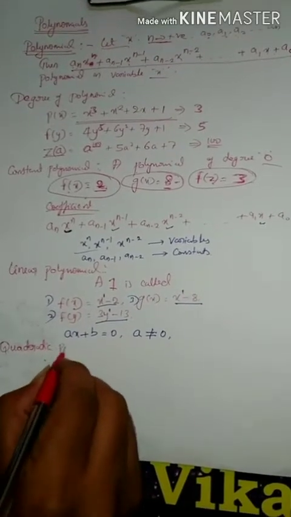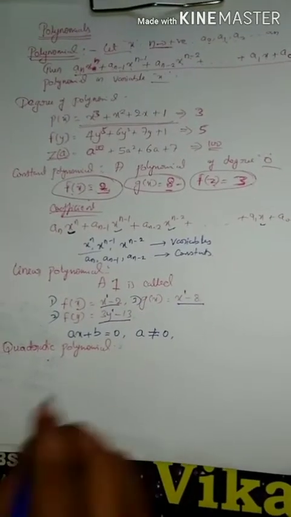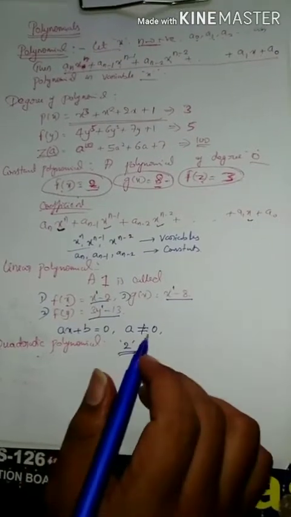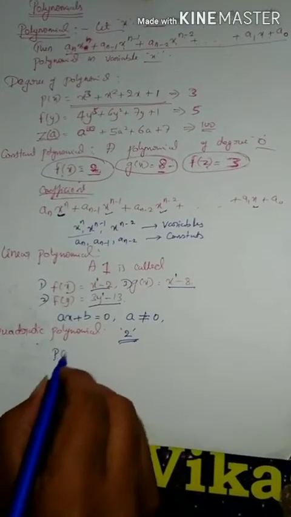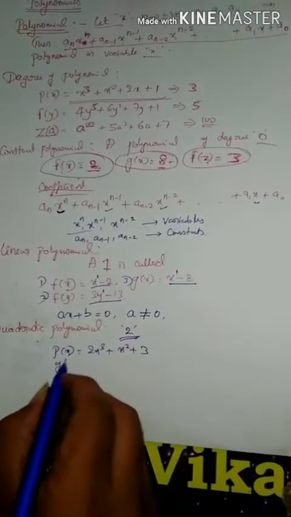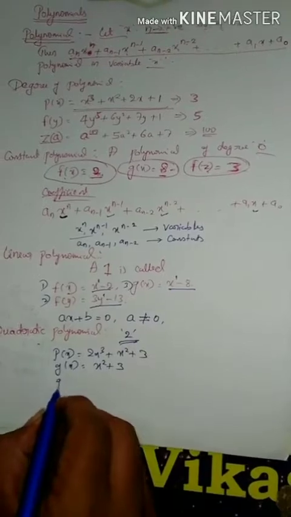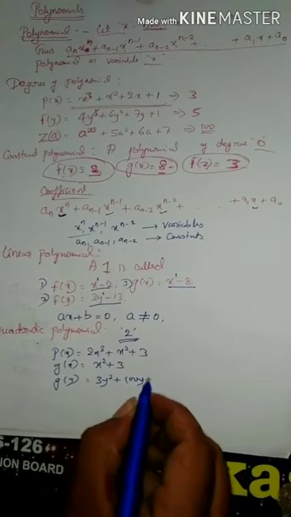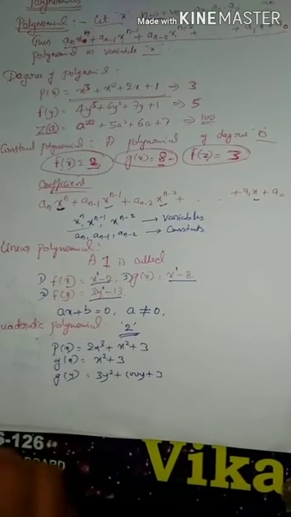Quadratic polynomial. What is a quadratic polynomial? A polynomial of degree 2, a polynomial of highest degree 2, is called a quadratic polynomial. For example, p of x is equal to 2x cube plus x square plus 3, g of x is equal to x square plus 3, and g of y is equal to 3y square plus 100y plus 3. So these are the examples of quadratic polynomial.